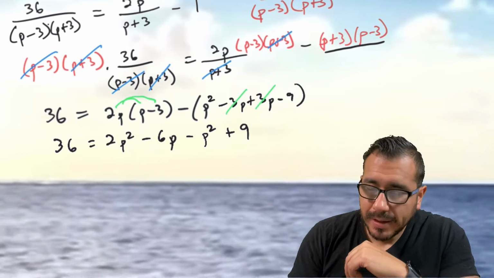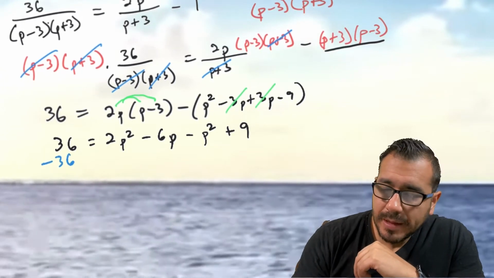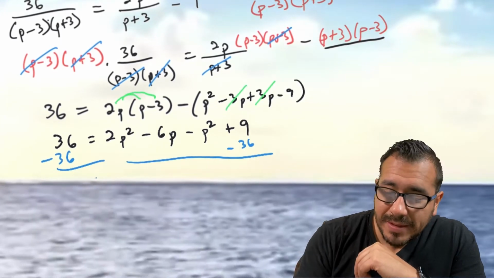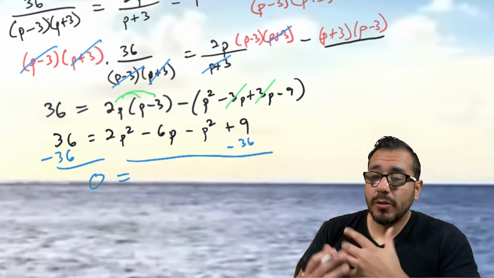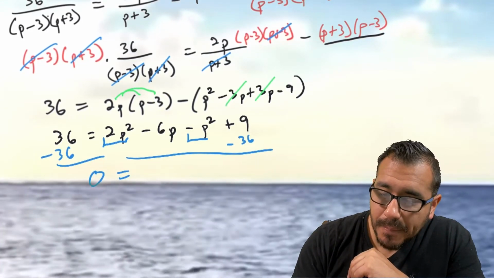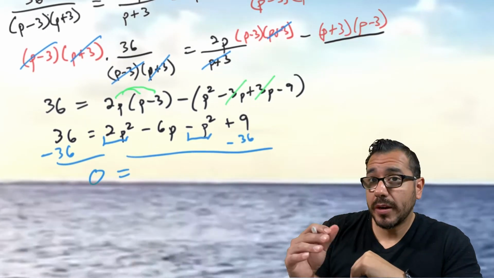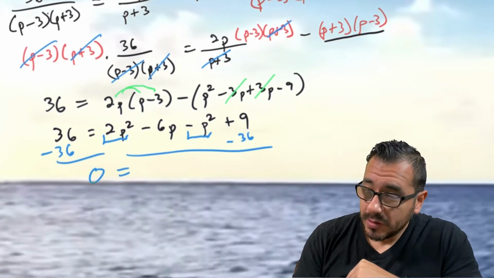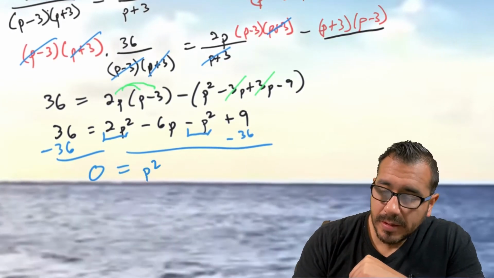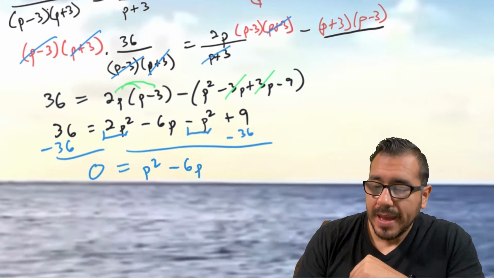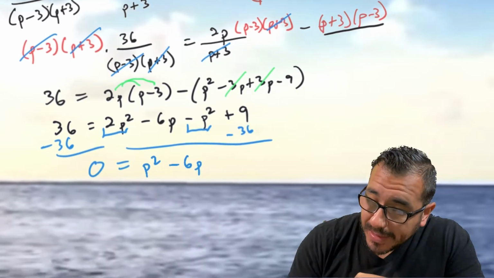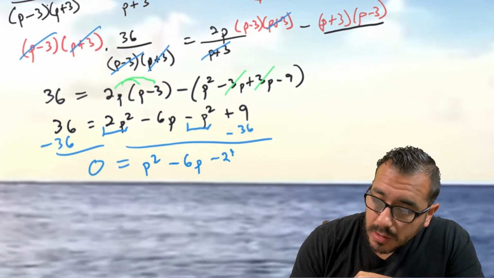So we're going to go ahead and subtract 36 from both sides. And so now on my left hand side, I got the 0 that I've been waiting for, right? My whole life. And we got 2p squared minus p squared. So 2p squared minus p squared equals p squared minus 6p. And then my 9 minus 36 gives us that negative 27.